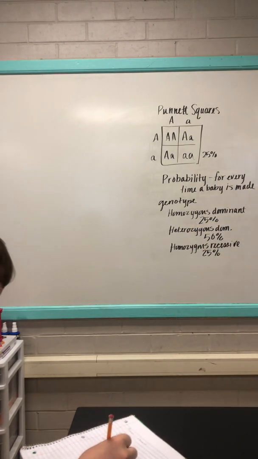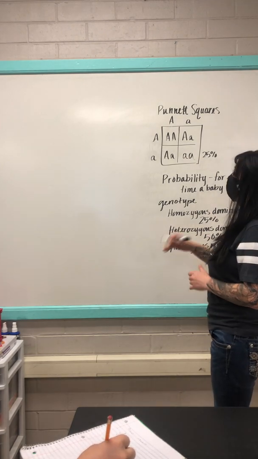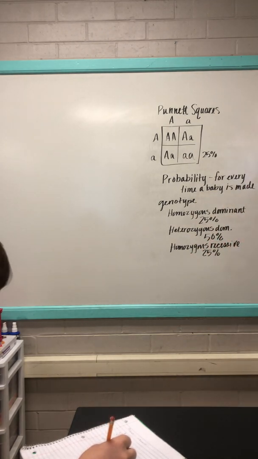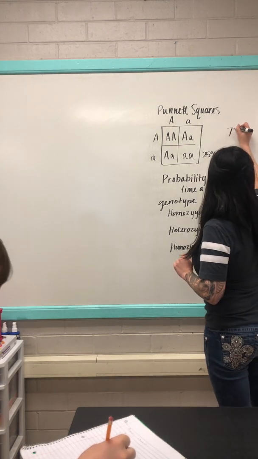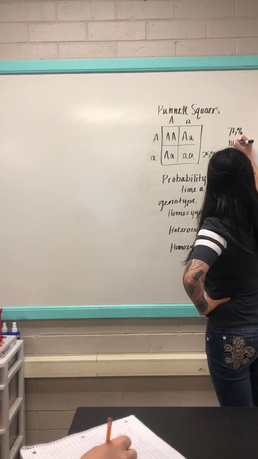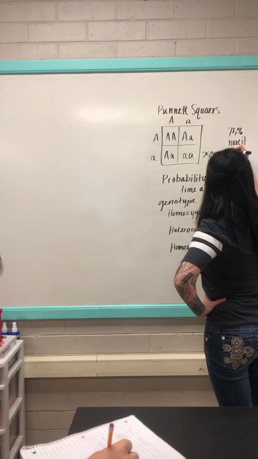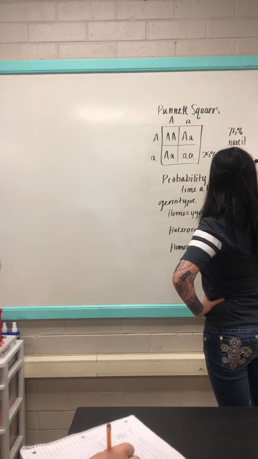Phenotype, and what did I say we were doing? What trait did I tell you? Okay, so if we're doing hitchhiker's thumb, what percentage would have hitchhiker's thumb? 75. Okay, so 75% would have it, and then 25% wouldn't.